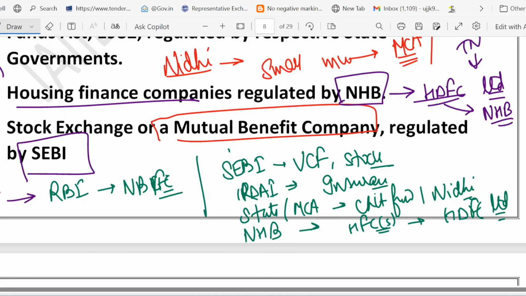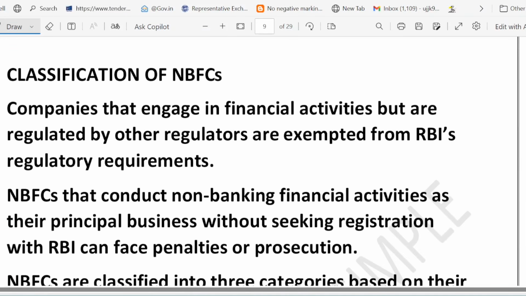Have you ever invested in a mutual fund or chit fund? Those are SEBI or state regulated, not RBI regulated. Remember it. Now have a look at the classification of NBFCs.